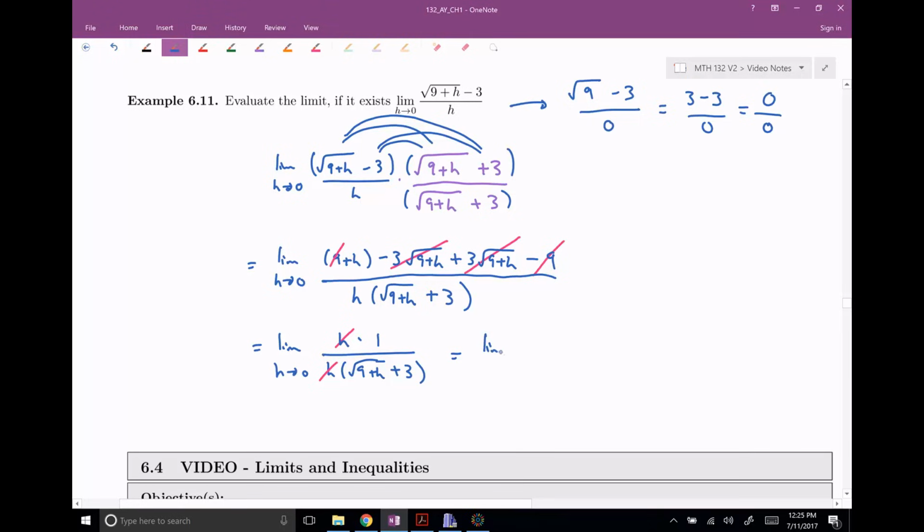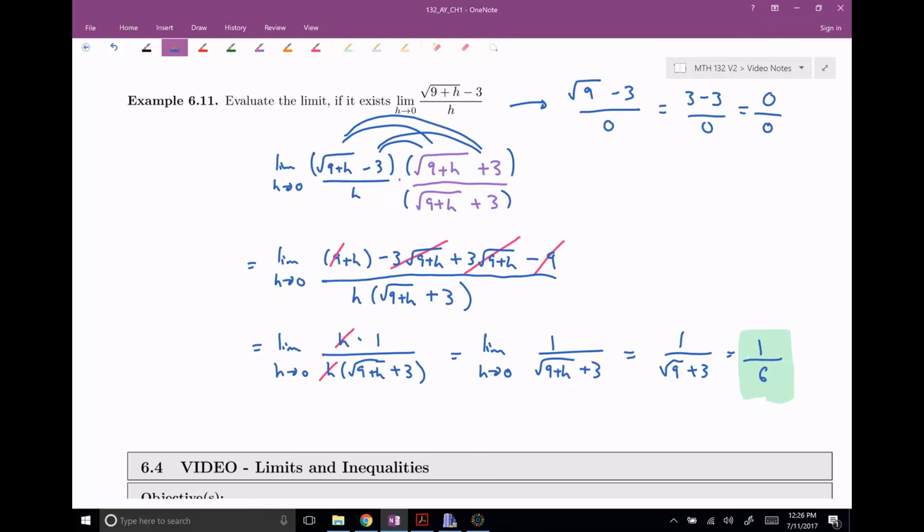So now we have the limit as h goes to 0 of just 1 divided by root 9 plus h plus 3. Let's see what happens. If I plug in a 0 everywhere I see an h, I'm going to get 1 divided by root 9 plus 3. That's going to be 1 over 3 plus 3, which is 6. So in this case, my limit evaluates out to be 1/6. So here's how we can use the algebra from back in the day, right? Factoring, multiplying by a conjugate, getting common denominators to help us evaluate these limit problems.